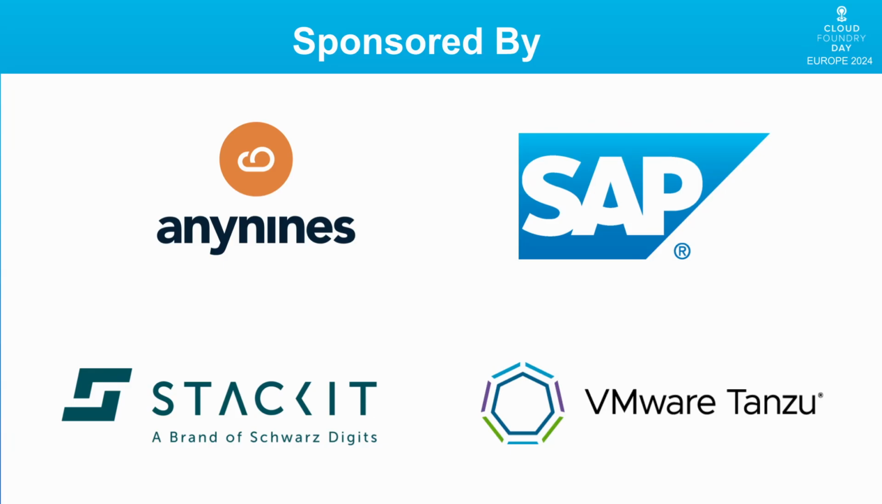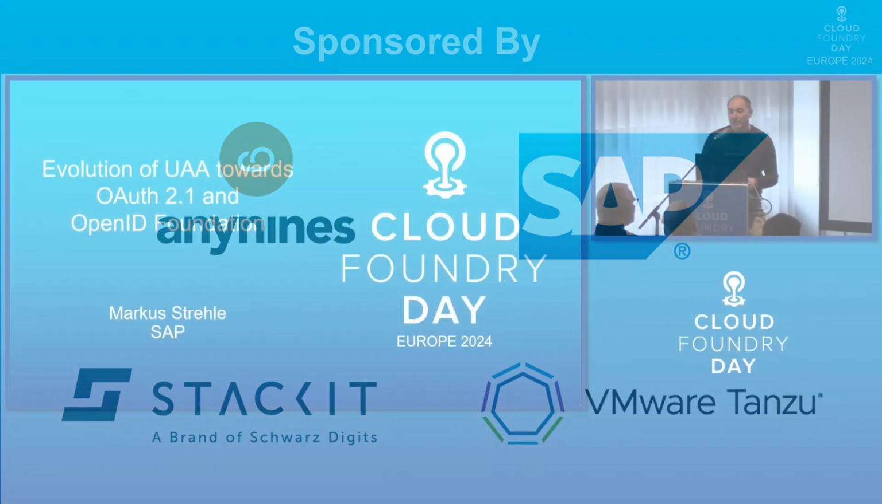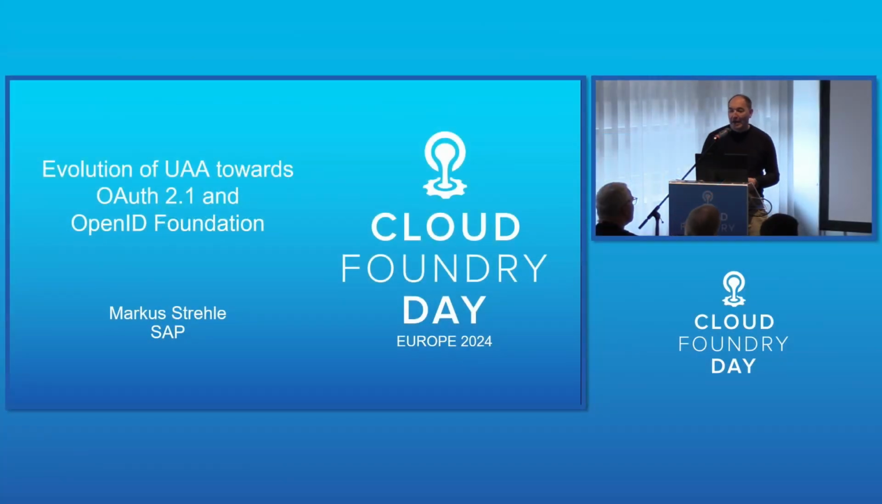I want to give you some update on the UAA, because in the last 2 years you have not seen an update there. I will concentrate on one specific topic of UAA, and that is OAuth 2.1, or how to come from OAuth 2, which is a typical term you see, to OAuth 2.1.